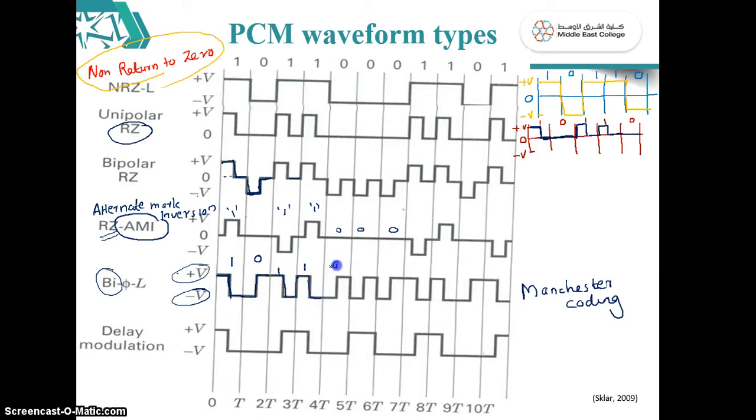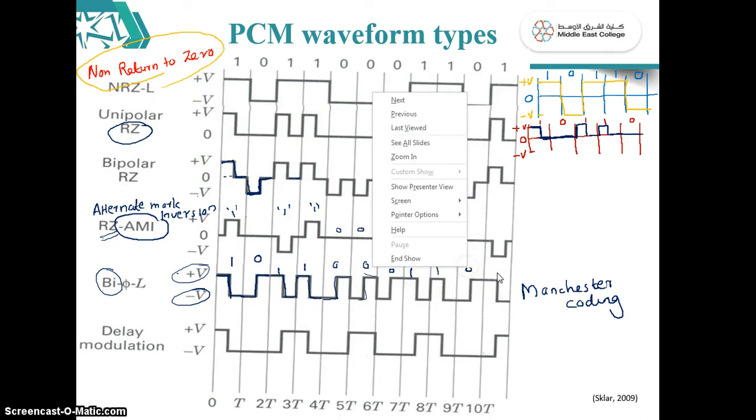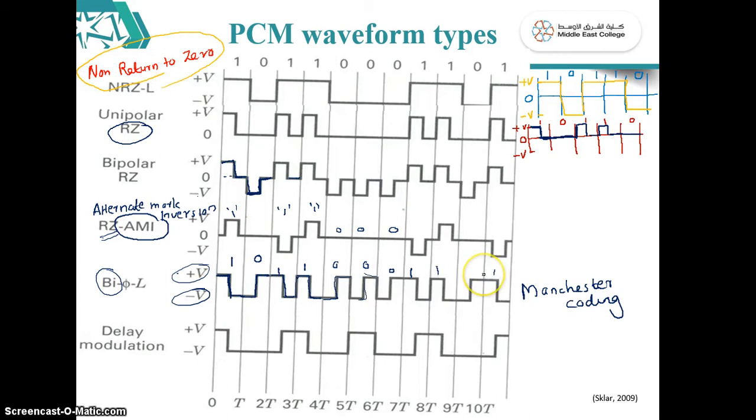This is 0 because it starts at the second half only. This is again 0, it starts at the second half only. This is again 0, this is 1, this is 1, this is 0 and this is 1. That is called biphase level or Manchester coding.